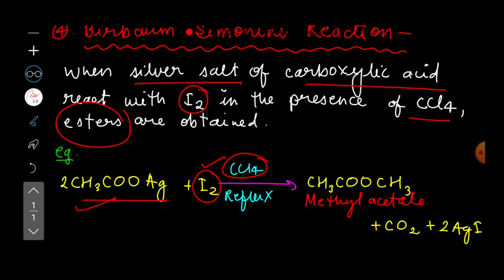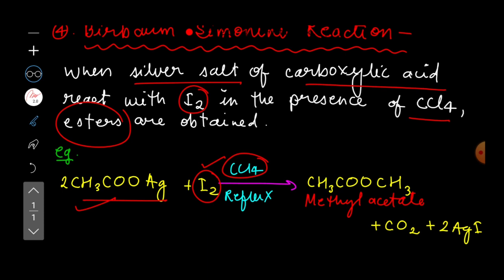So this is all for today. We have discussed 4 name reactions from the method of preparation of haloalkanes and haloarenes. First was the Finkelstein reaction, where bromo or chloroalkane, when treated with sodium iodide, will form iodoalkane. Second was the Swarts reaction.